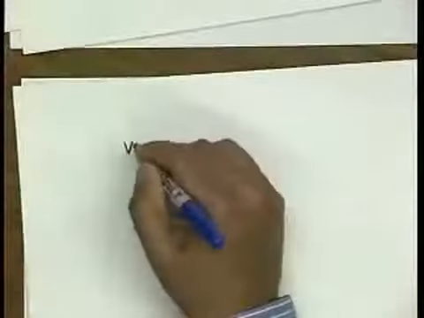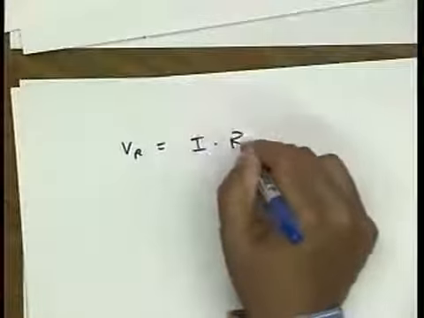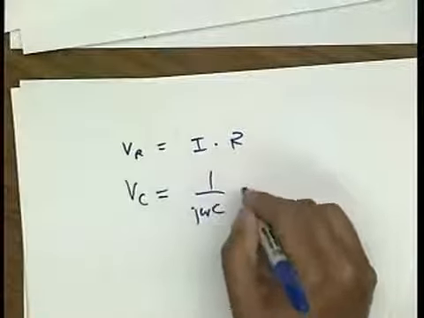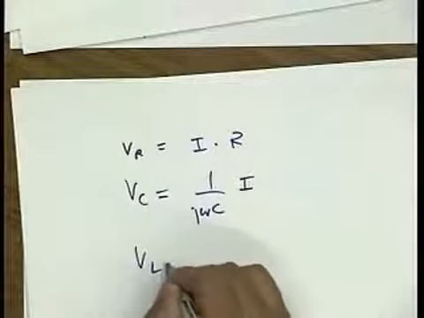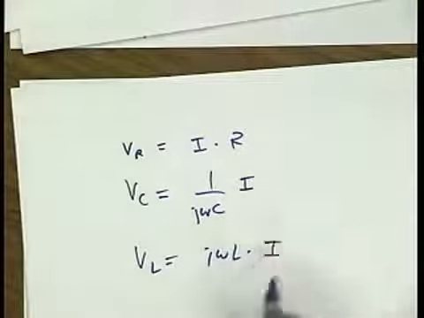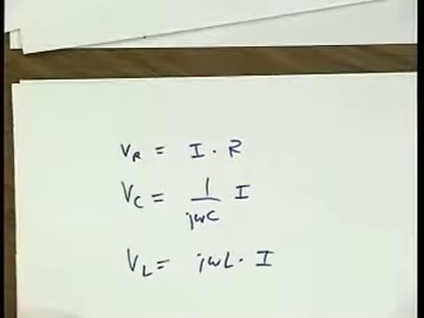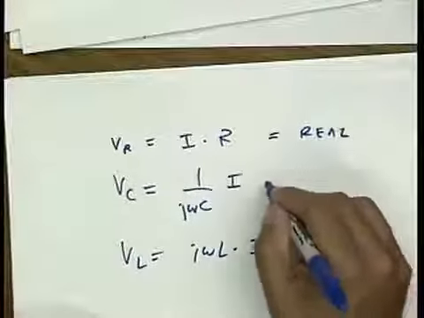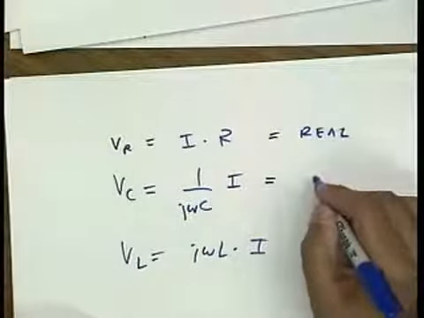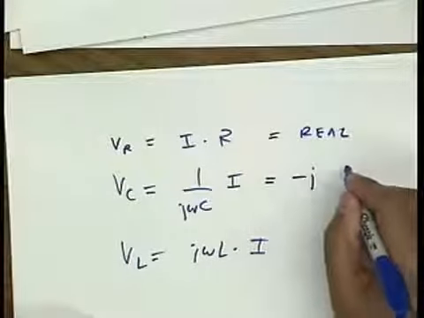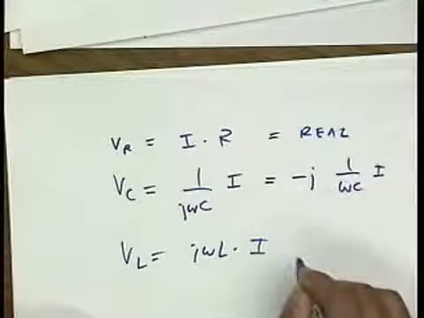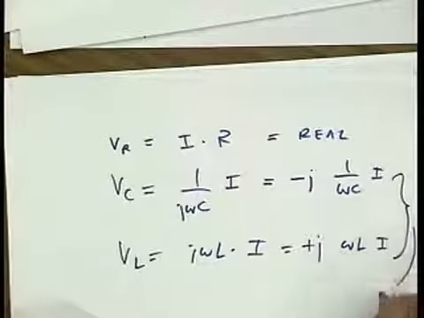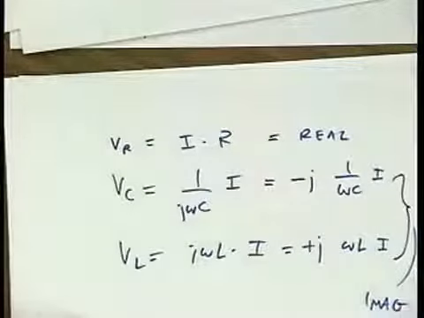Now, VR is simply I times R. VC is 1 over J omega C times I, and VL is J omega L I. Okay? So we see that this is always real. This is basically minus J 1 over omega C I, and this is plus J omega L I. These two terms are imaginary.